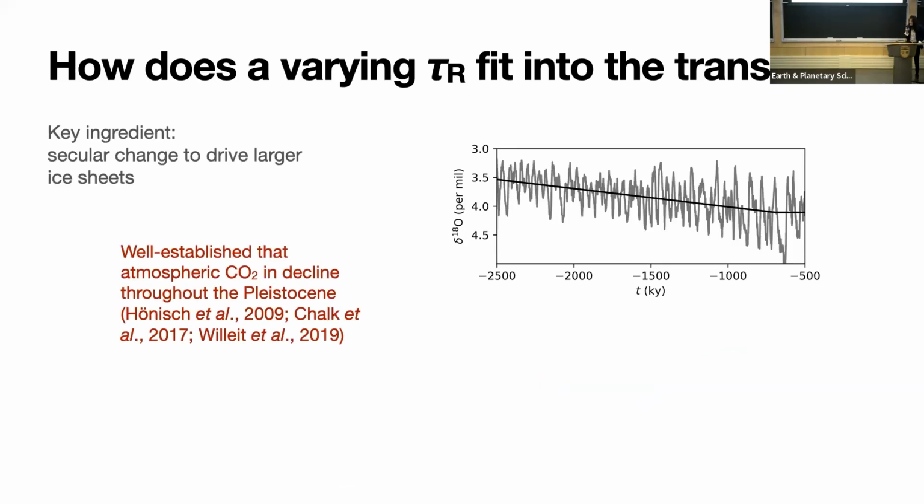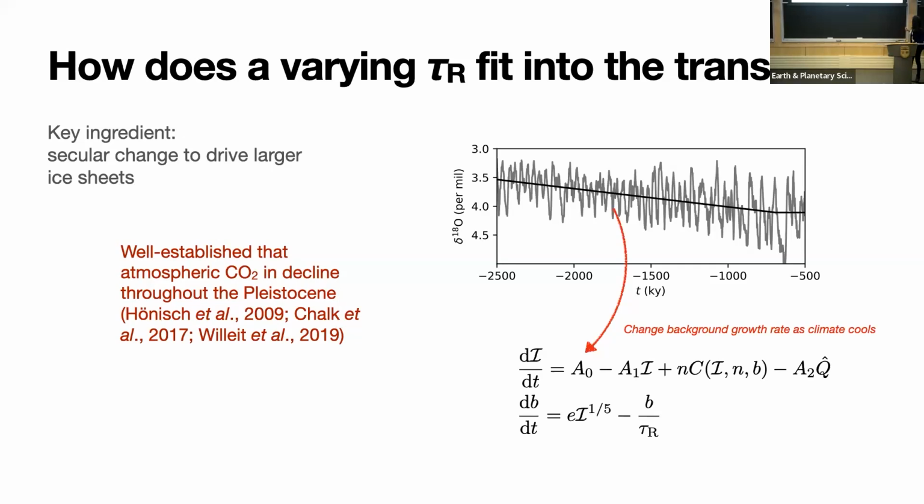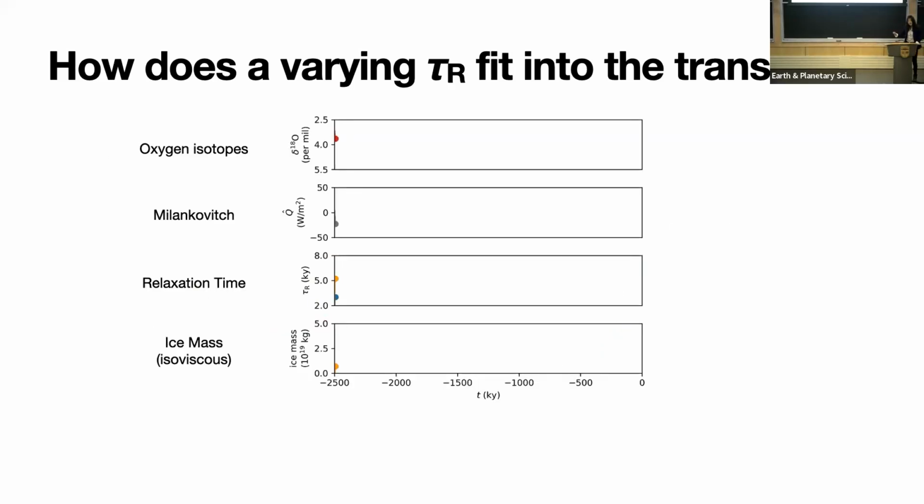And so a key ingredient that I've kind of brushed past is the secular change across the Pleistocene. So we need something to drive larger ice sheets, right? And so it's somewhat established that over the Pleistocene, we've just been cooling steadily. And so what we're going to do is just fit a linear trend to this, and we're just going to change this background state. And so in the original Marsh and Saltzman papers, they actually have mappings of different CO2 atmospheric content to this A0 term. Okay. And again, as the ice mass gets bigger, we'll just adjust tau R.